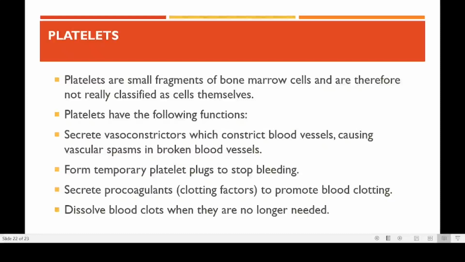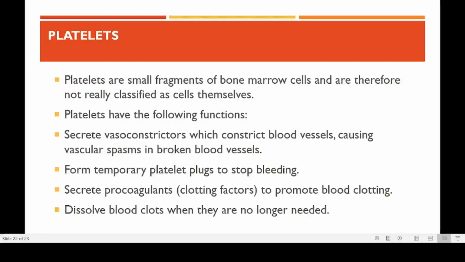One function of the platelet is that they will be secreting certain substances that help in blood clotting. So if these platelets are not there, the process of blood clotting may not take place. Thereby platelets are performing an important function, especially in the coagulation or clotting of the blood.